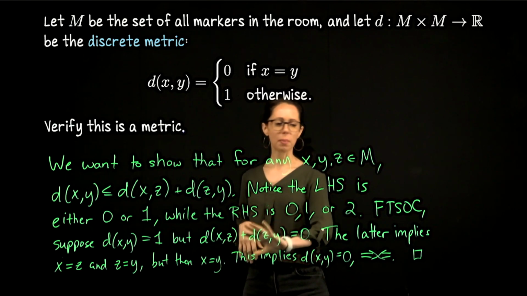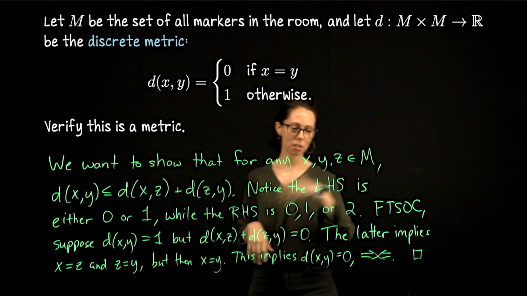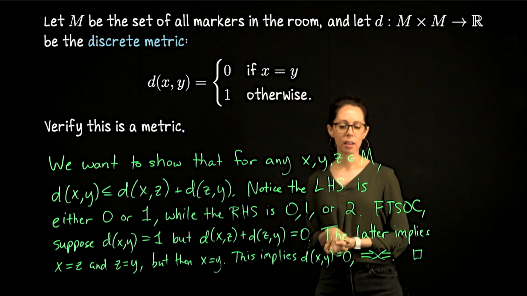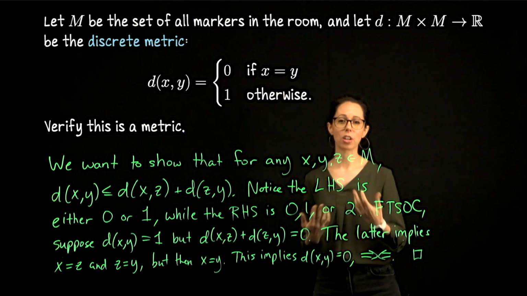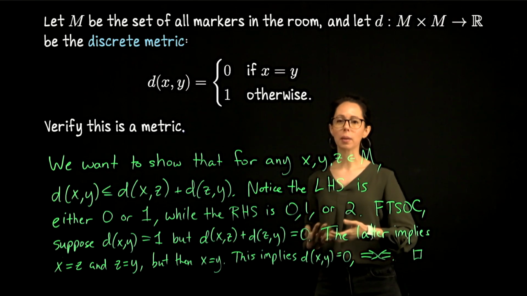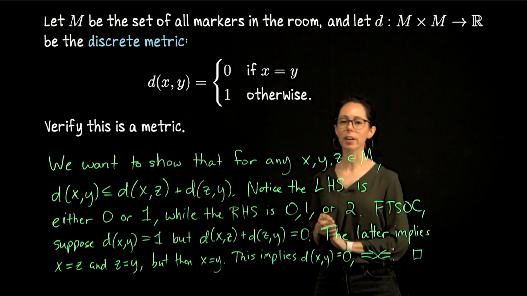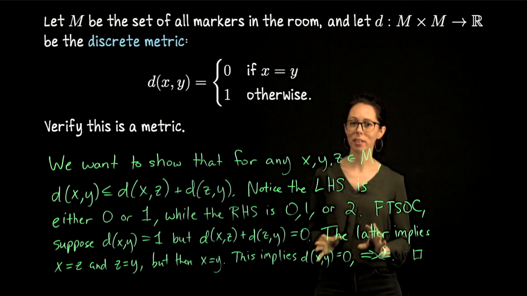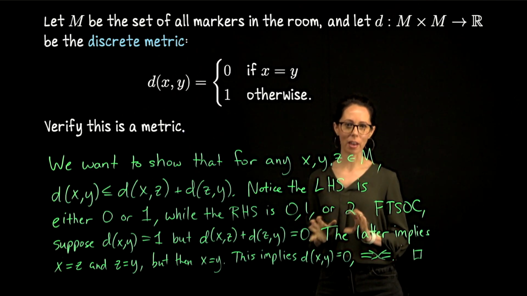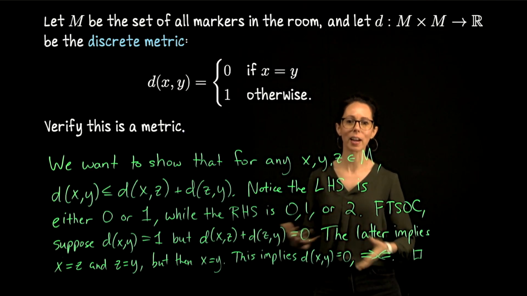You could write this maybe avoiding the contradiction language. I just kind of did this right on the spot. You also could write it without contradiction, just kind of show that the triangle inequality must be satisfied directly. But I think this is a nice little argument to recognize for this particular metric that the triangle inequality can only fail in one particular situation, which just literally cannot happen.